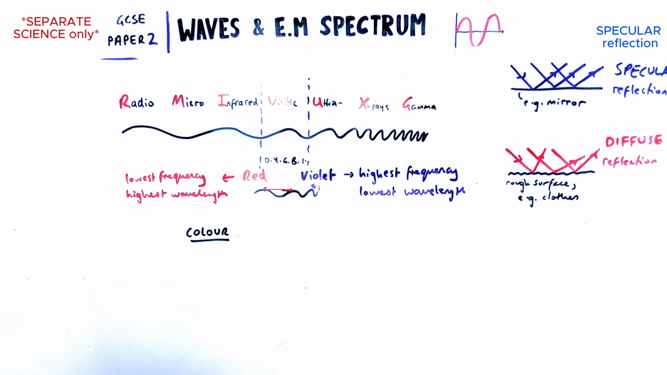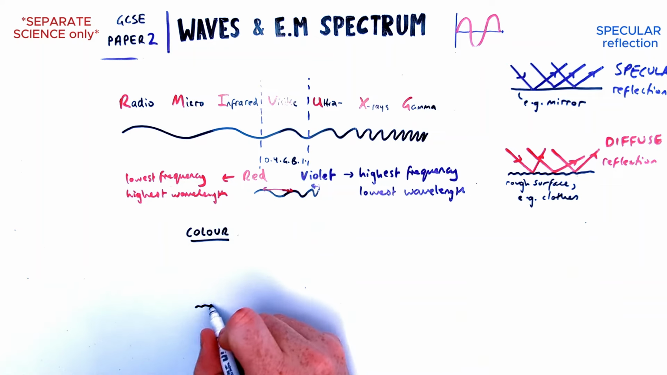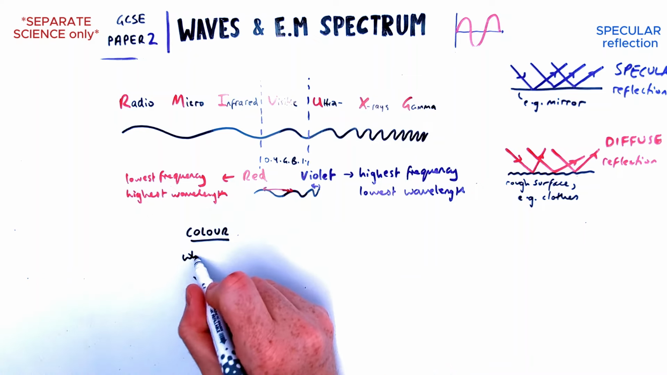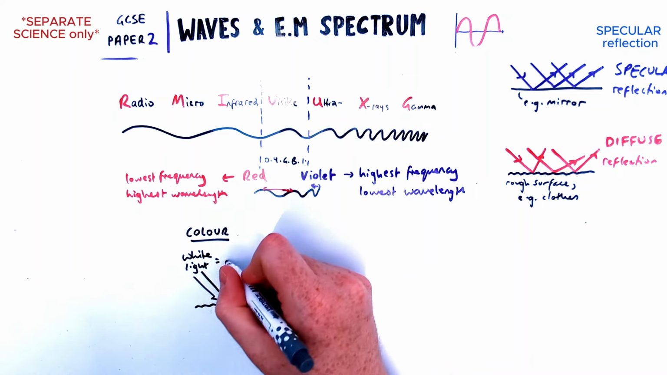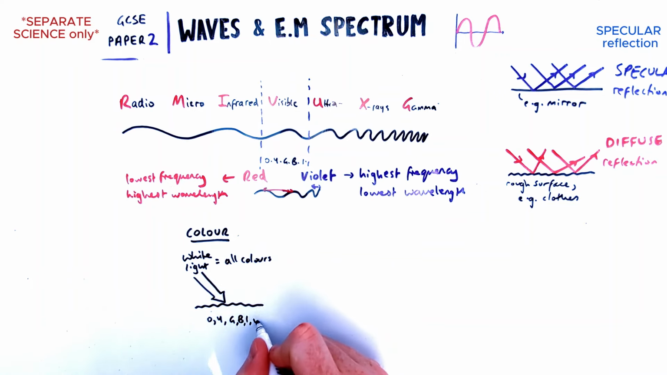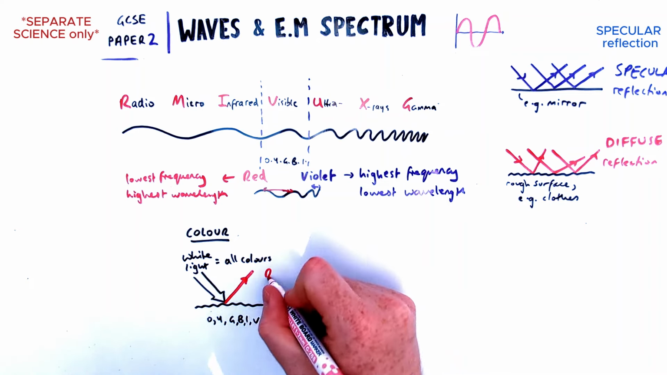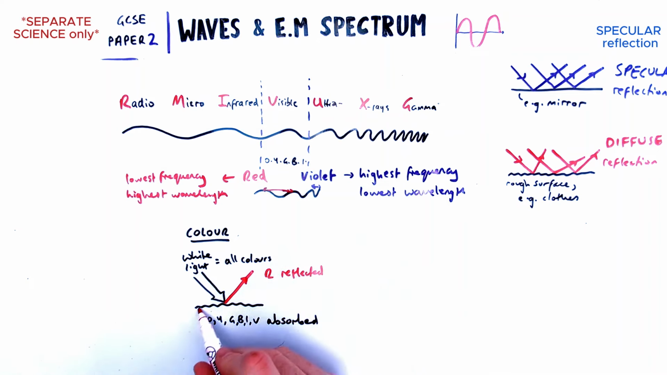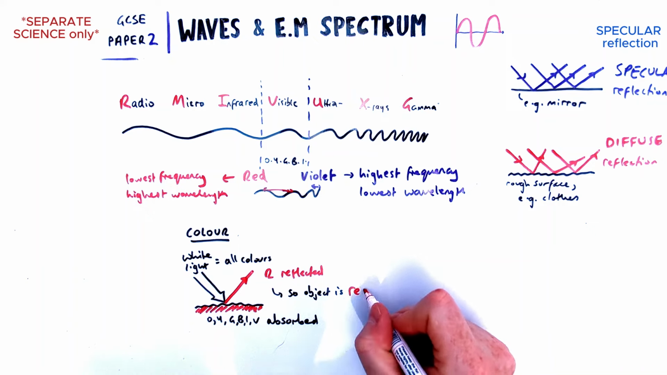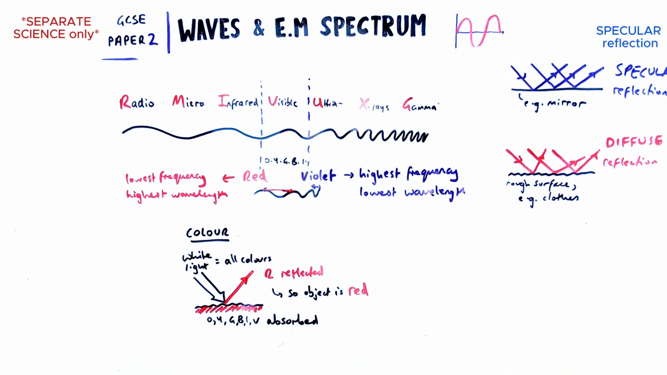We're not necessarily looking at mirrors, we're looking at surfaces and what colours they might absorb or reflect. So if I have white light, which, if we don't know, contains all colours, and it hits the surface, and only the red part of the spectrum is reflected, with orange, yellow, green, blue, indigo, violet being absorbed, that shows us that the colour is red. So the colour of the object is red. And if I was looking at that object, you would see it as red because it's only reflecting red light.